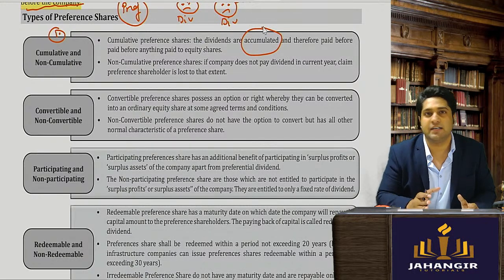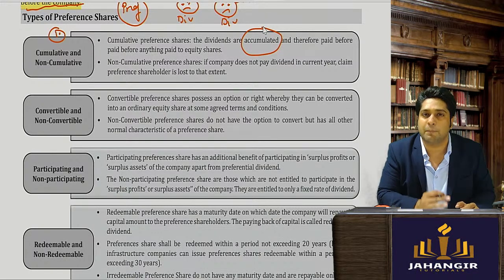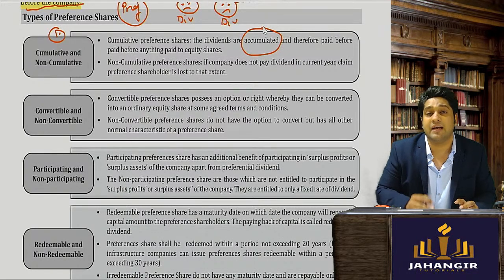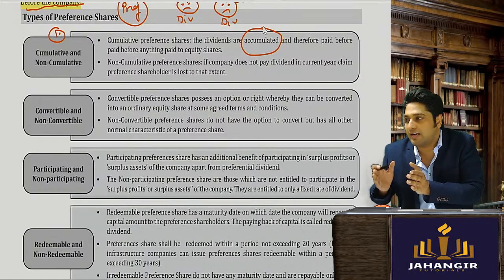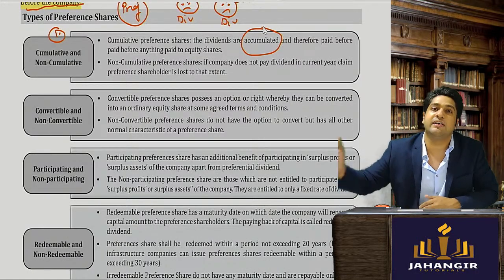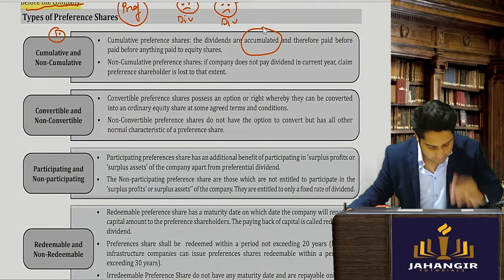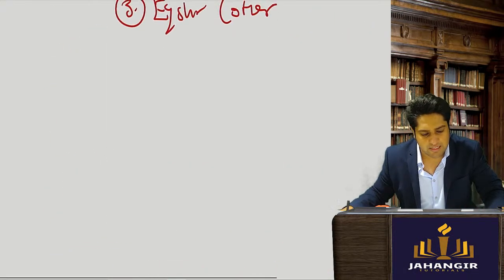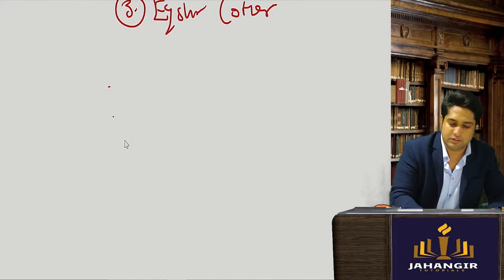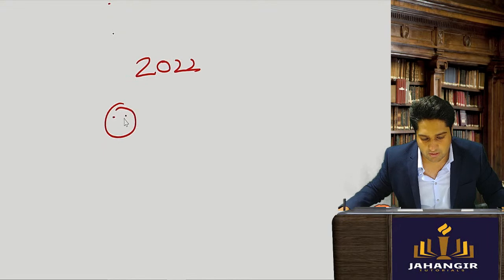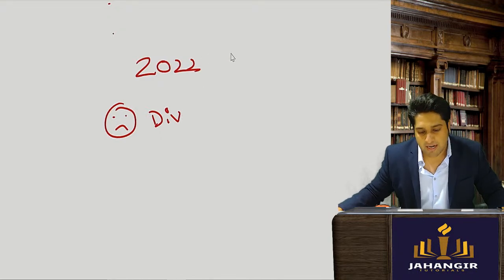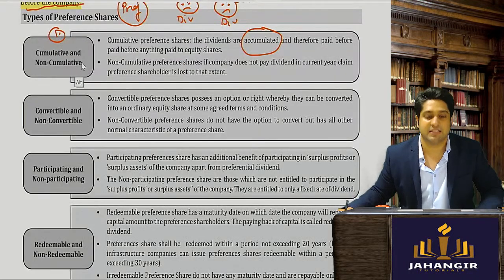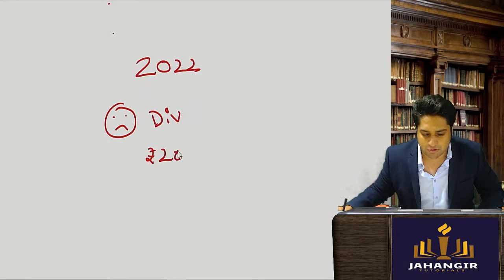So if dividend is not paid for a particular year, then that amount will be carried forward and it will accumulate to be given in the next year when the company has profits. Okay, so let's take an example. Let's say for some reason in 2022 the company could not give dividend. So all the shareholders will be sad. Then what happened is, the amount of dividend they used to give as rupees 20.